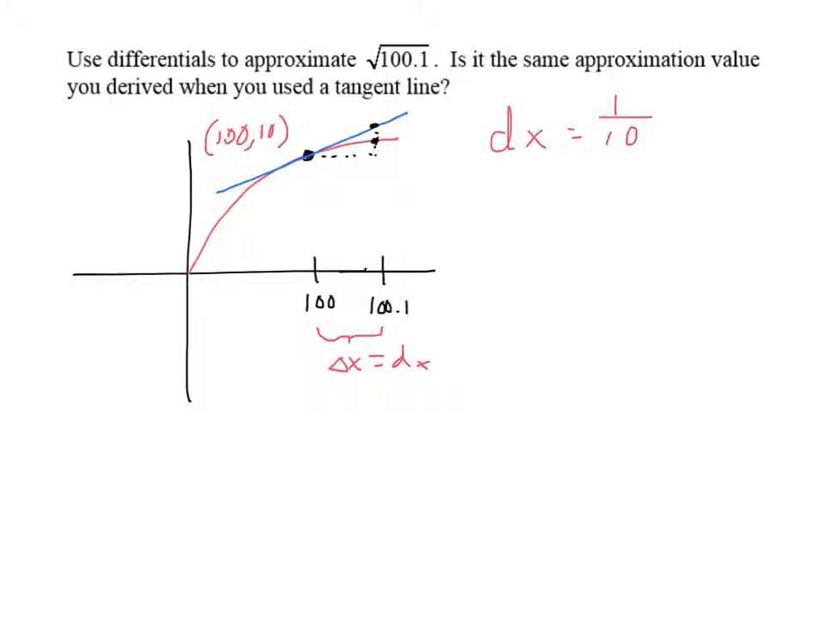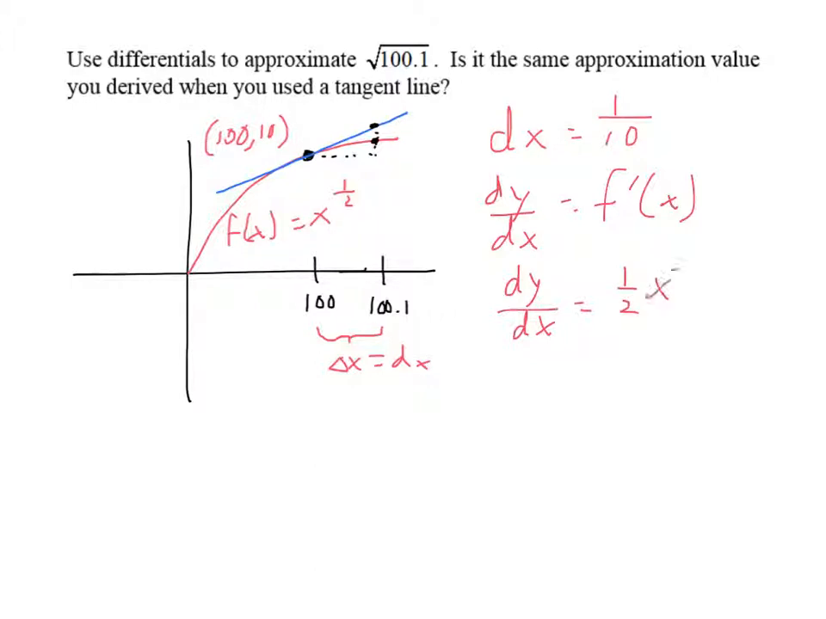So since our function, we'll call it f of x, is equal to x to the 1/2, we also know that dy/dx is equal to f prime of x. So dy/dx equals 1/2 x to the negative 1/2, or in other words, dy/dx equals 1 over 2 root x. Therefore dy equals 1 over 2 root x times dx.